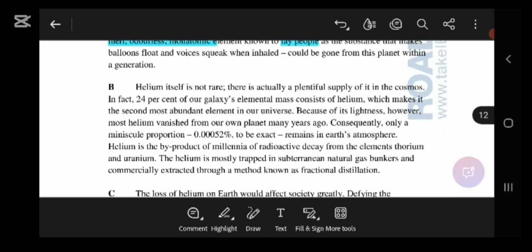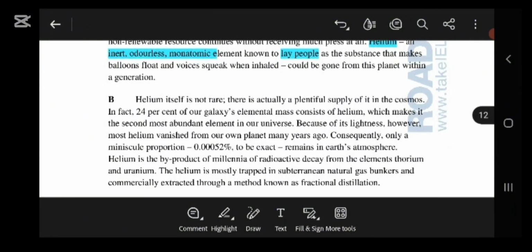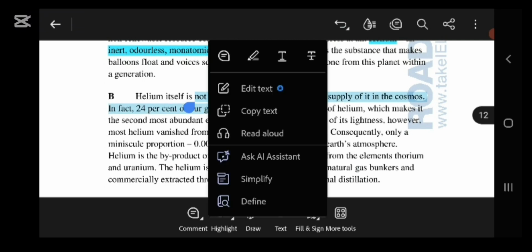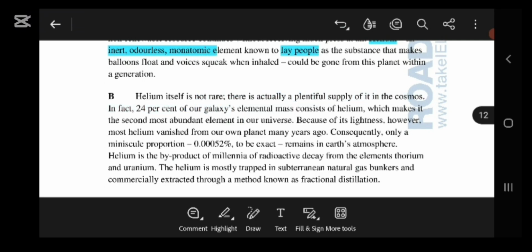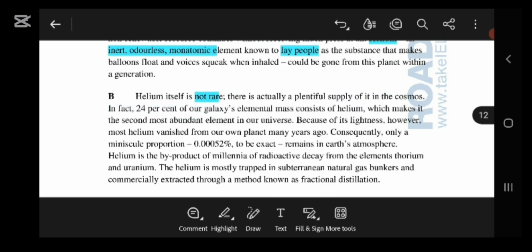The next paragraph. Helium itself is not rare. There is actually a plentiful supply of it in the cosmos. Is this seeming to point to anything? What I've seen so far is that it is not rare. Now notice the difference in how I am dealing with this, from how I would deal with the paragraph heading. If I were doing the paragraph heading, I would try to understand the first sentence and see how that guides me through the rest of the paragraph.